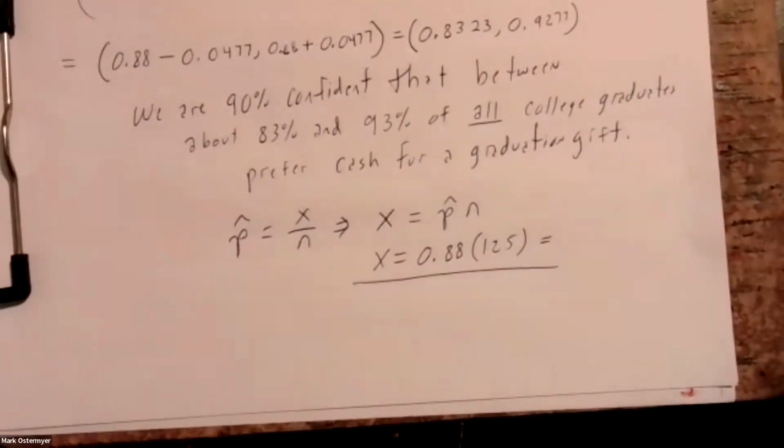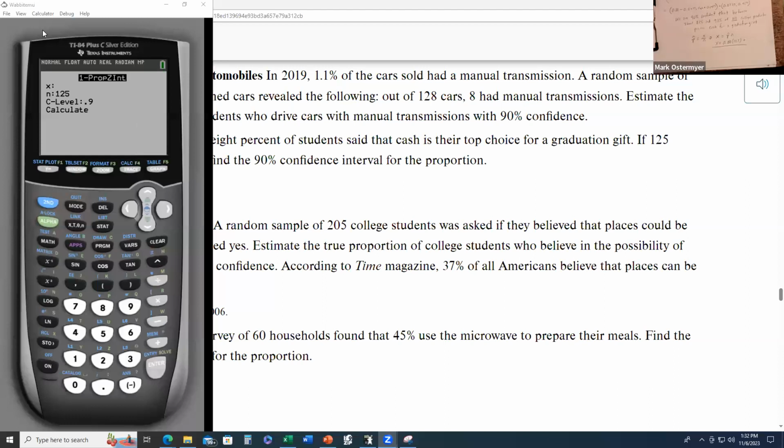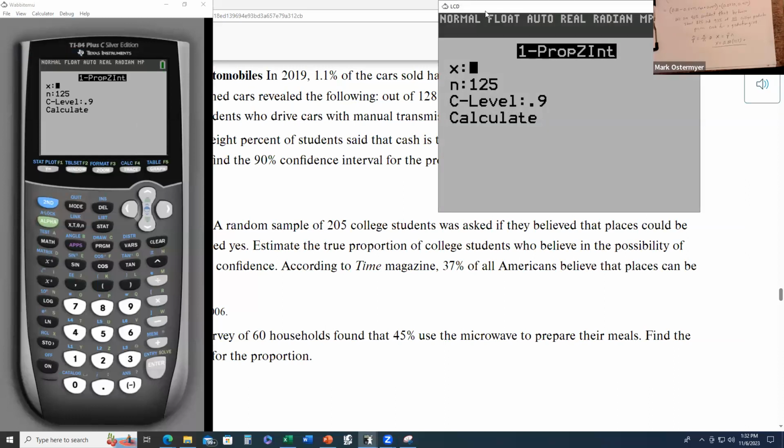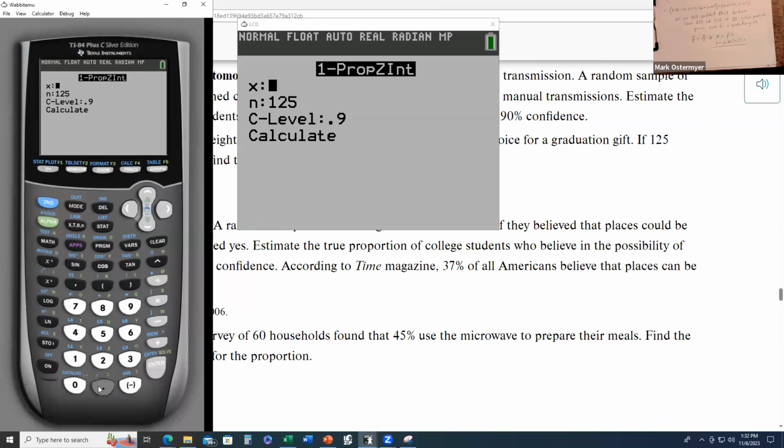Now, you can do that right within the environment of your calculator. All you got to do here is type in 0.88 times 125. So you can see out of 125 students, 110 prefer cash. That's what x is. And n, of course, is the sample size. 0.9 is your level of confidence. Calculate, and you get the same confidence interval. There you go. All right. And notice p hat is 0.88. So that's how you find x if they don't explicitly give you x.